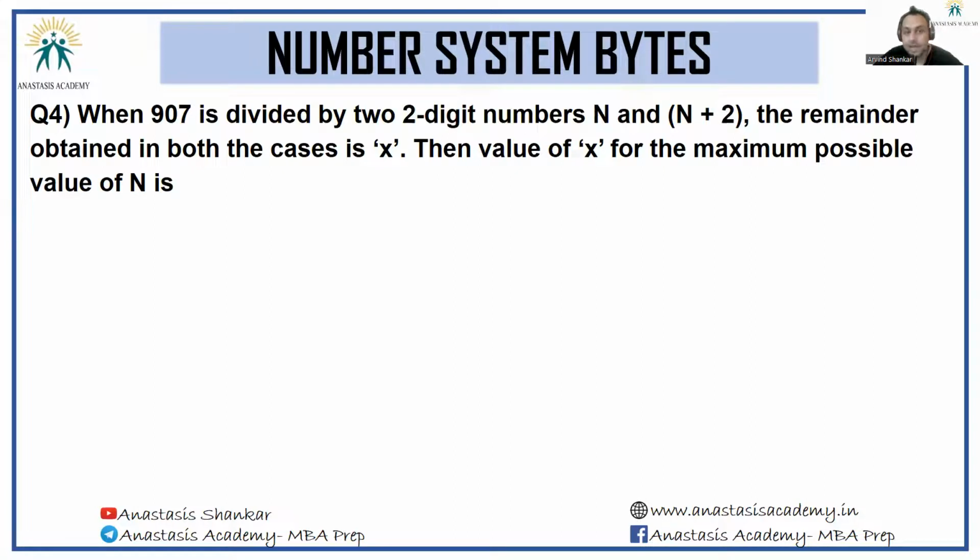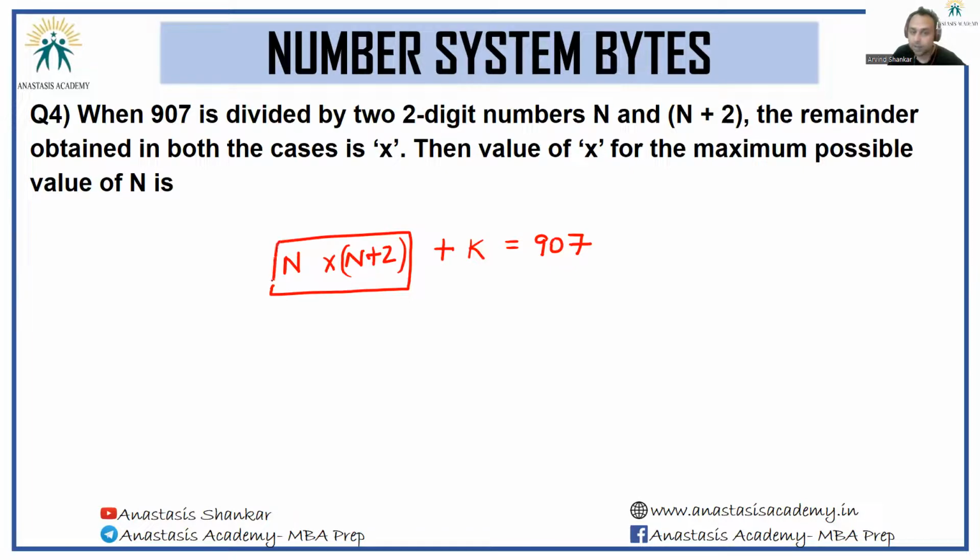Next question. When 907 is divided by two two-digit numbers, n and n plus 2, the remainder obtained in both the cases is x. Then the value of x for the maximum possible value of n is. See, essentially what we are saying is n into n plus 2 plus k is equal to 907. And we want to have as large a value of n as possible. We want to maximize the value of n.